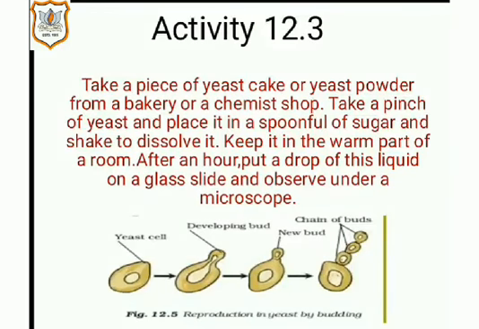We will perform activity 12.3 to understand asexual reproduction by budding in yeast. Take a piece of yeast cake and yeast powder from a bakery or a chemist shop. Take a pinch of yeast and place it in a spoonful of sugar and shake to dissolve it. Keep it in the warm part of a room. After an hour, put a drop of this liquid on a glass slide and observe under a microscope.